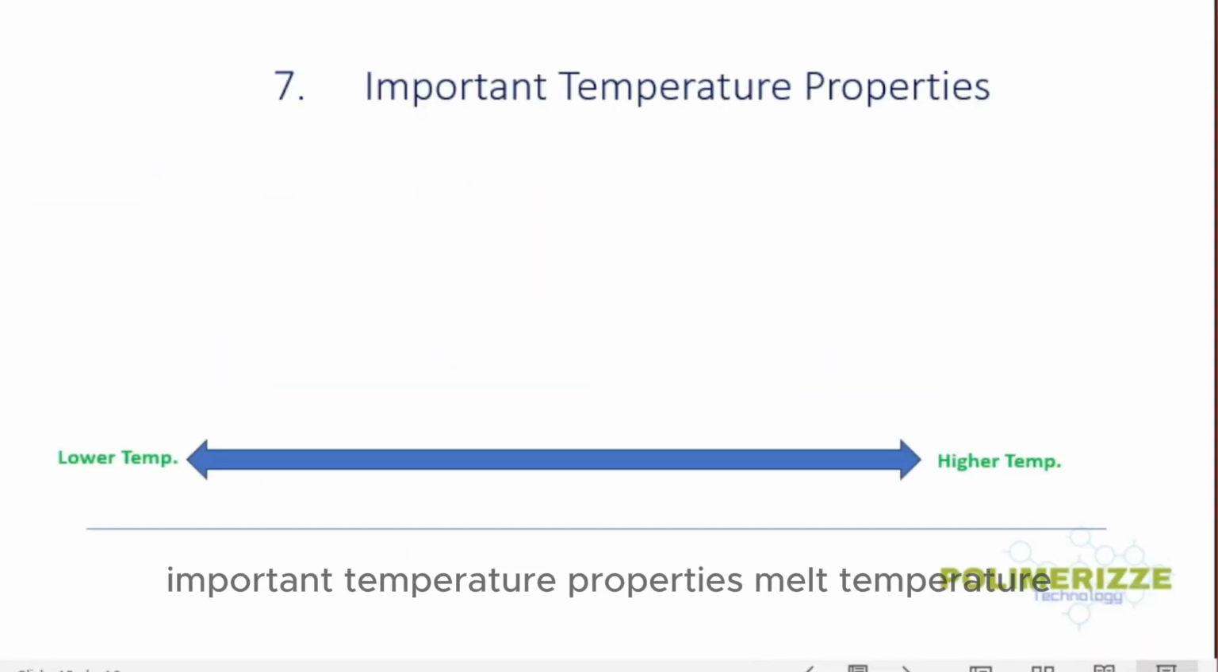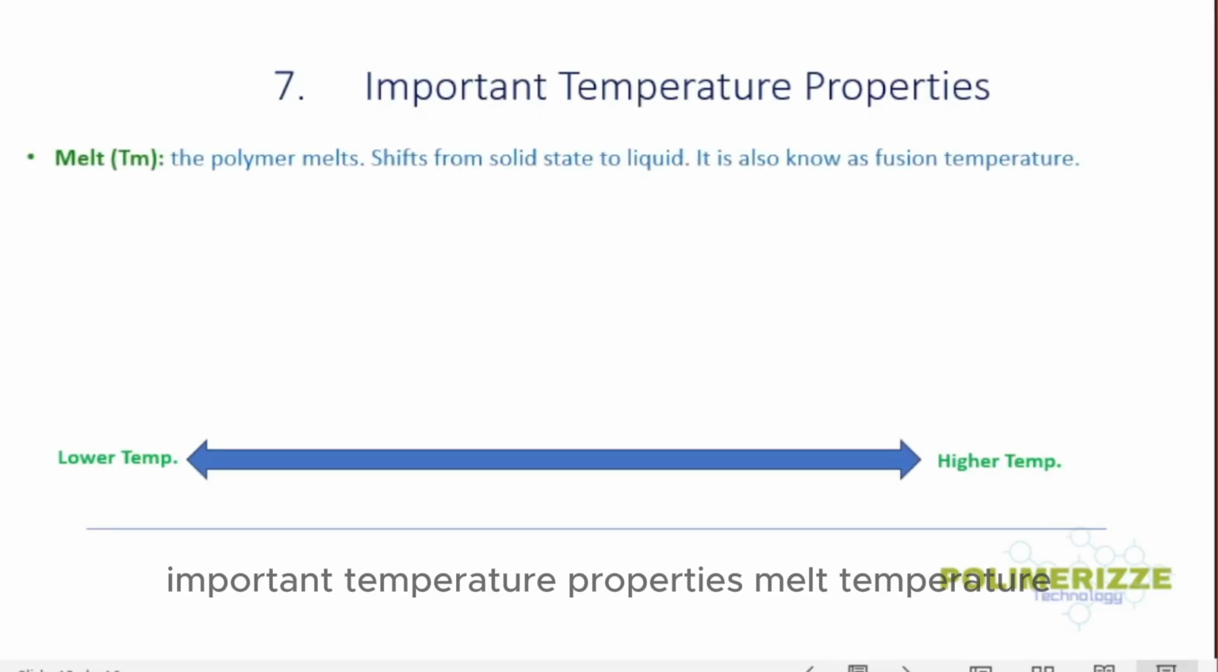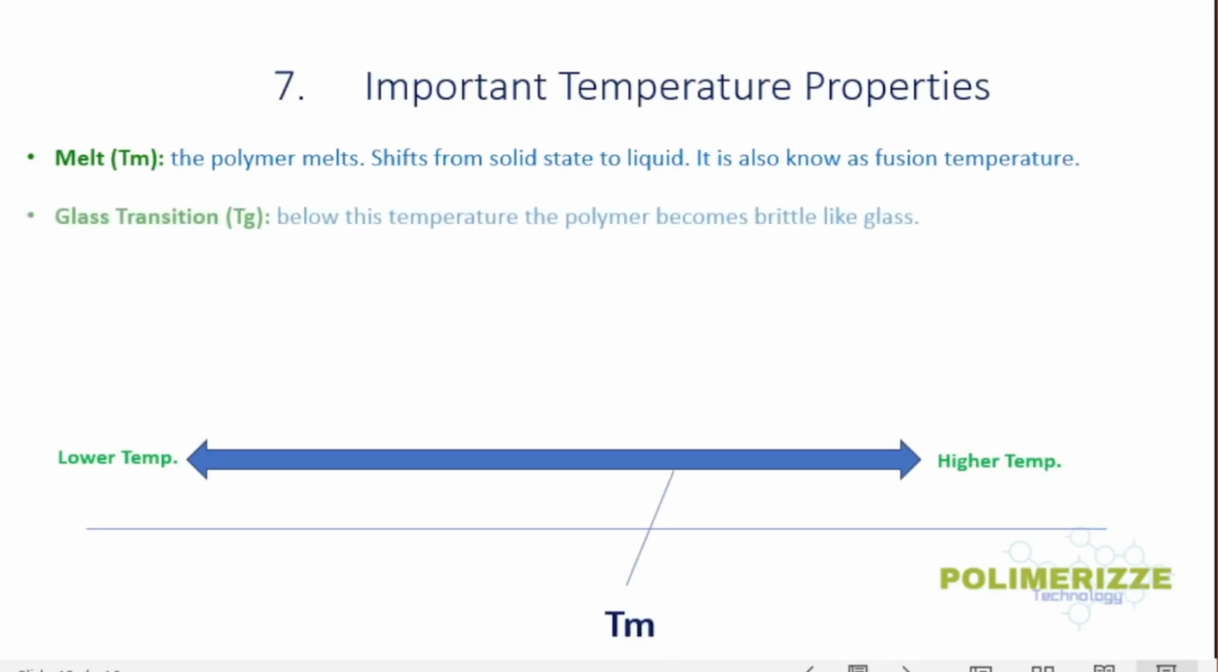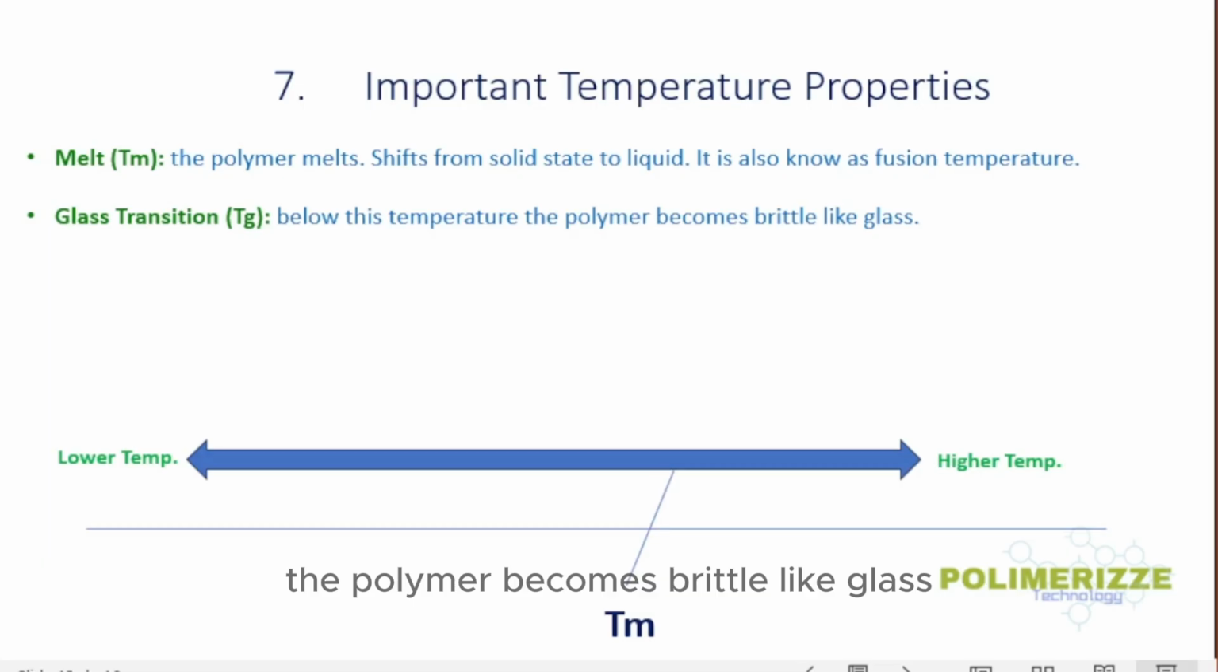Important temperature properties. Melt temperature. It's when the polymer melts. It shifts from the solid state to liquid state. It is also known as fusion temperature. This is the temperature that you can start molding the material into the shape that you want. Glass transition temperature. Below this temperature, the polymer becomes brittle like glass. The mechanical properties are reduced.